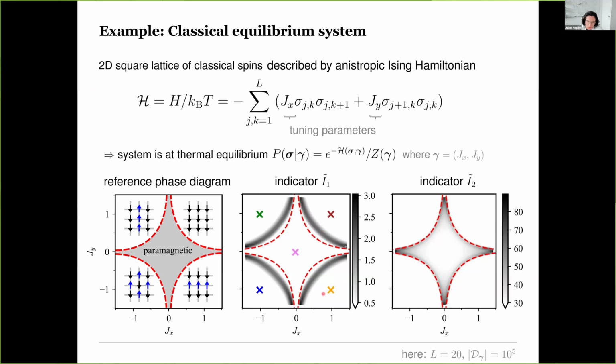So this is one of the limitations of this first approach, and it can be resolved by the second one, which doesn't require any information about the location of the phases, I2. So I2 tilde, if we look at it again, local maxima in this indicator map correctly highlights the phase boundaries.